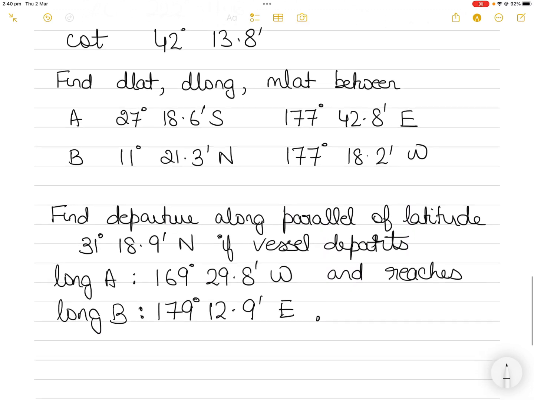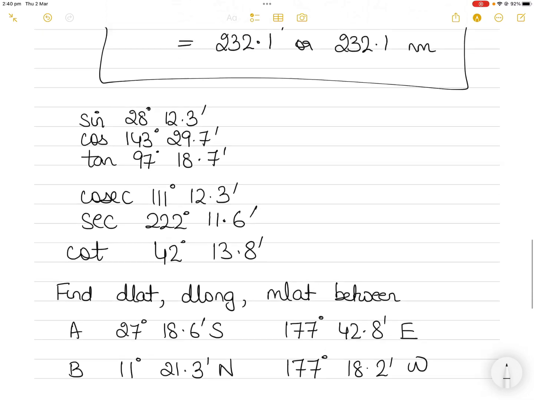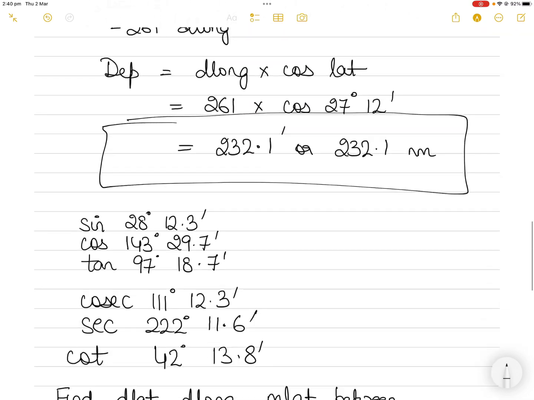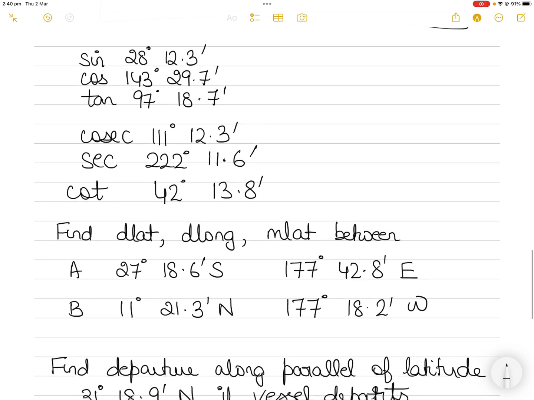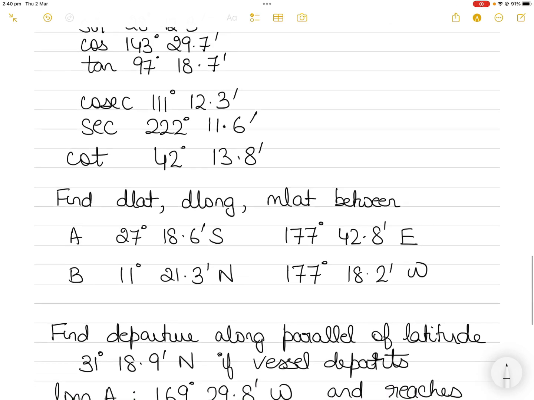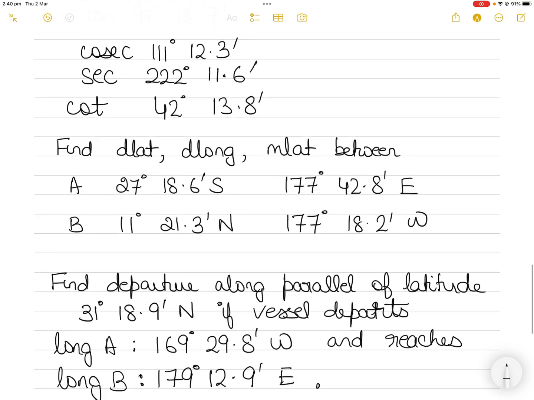Write down the values, and in the next video I will put the answers to these questions so that you can make a comparison. But I want you guys to have a go at it yourself. Practice these questions. In case you have missed it, again look at the questions here. Sine of 28 degrees 12.3 minutes, cos 143 degrees 29.7 minutes, tan of 97 degrees 18.7 minutes, cosecant 111 degrees 12.3 minutes, secant 222 degrees 11.6 minutes, cot or cotangent 42 degrees 13.8 minutes.